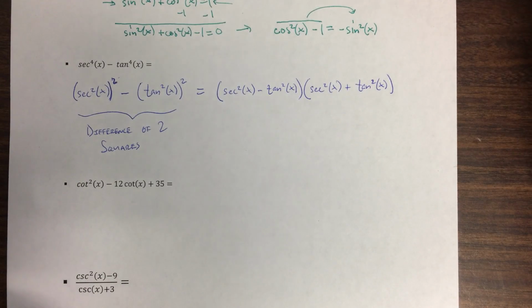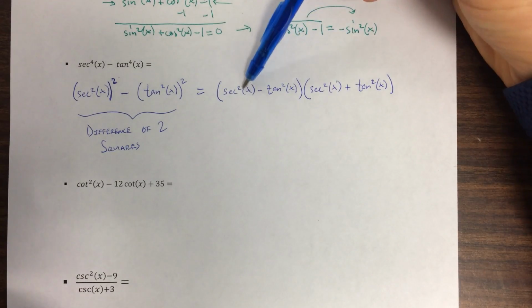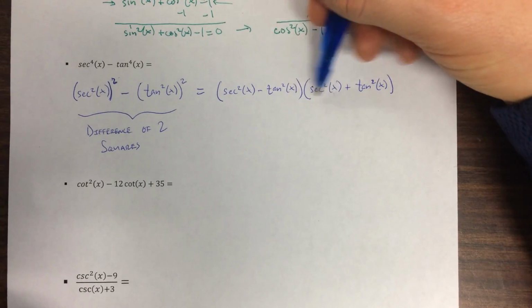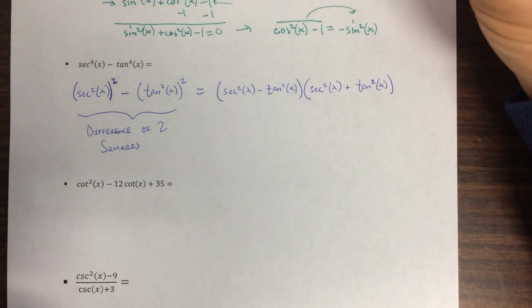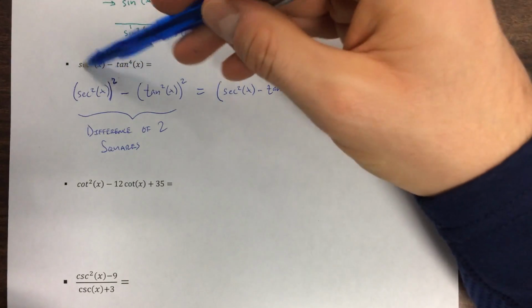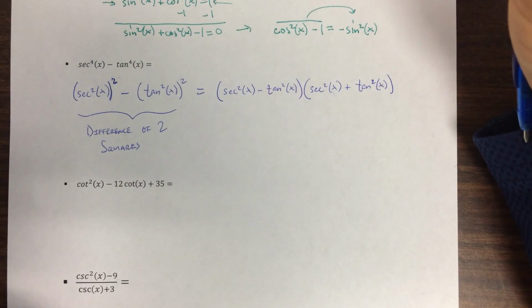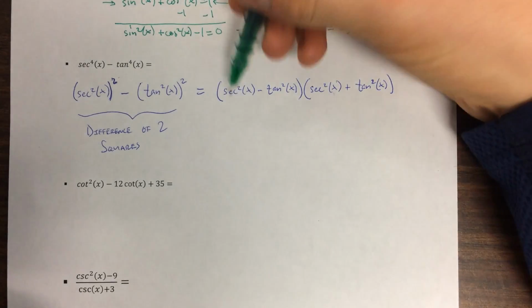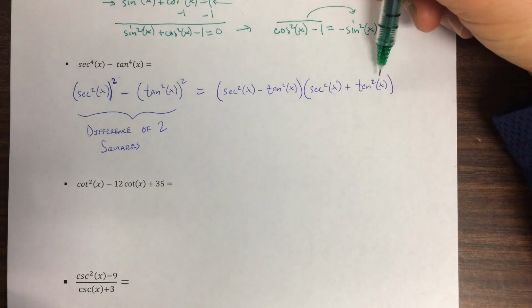Now I would actually recommend pausing and foiling this, right? First, outer, inner, last. I would foil this and see if you end up back here. You should. This is how a difference of two squares works. And now, also you need to pause, please do so. Now I see I have secant squared tangent squared, secant squared tangent squared.